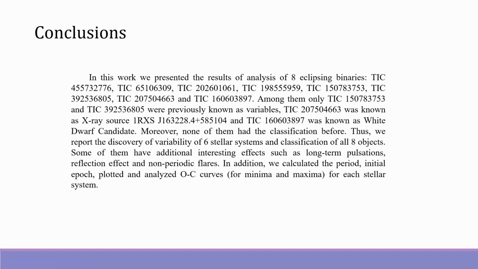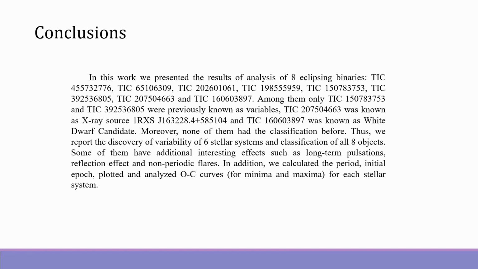Okay. So as a result, in this work, we presented the results of analysis of 8 eclipsing binaries. Among them, only 2 were previously known as variables, and 2 of them, TIC 2075 was known as an X-ray source, and TIC 1606 was known as a white dwarf candidate. Moreover, none of them had a classification before. That's why we provided our hypothesis of which types of objects they could be.